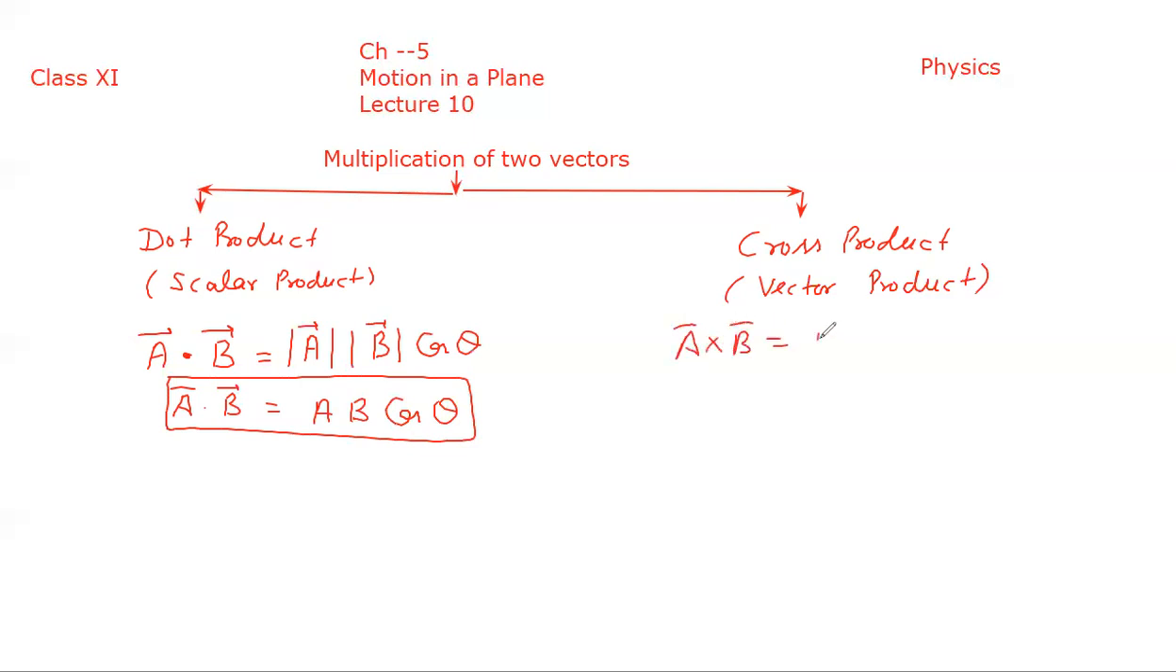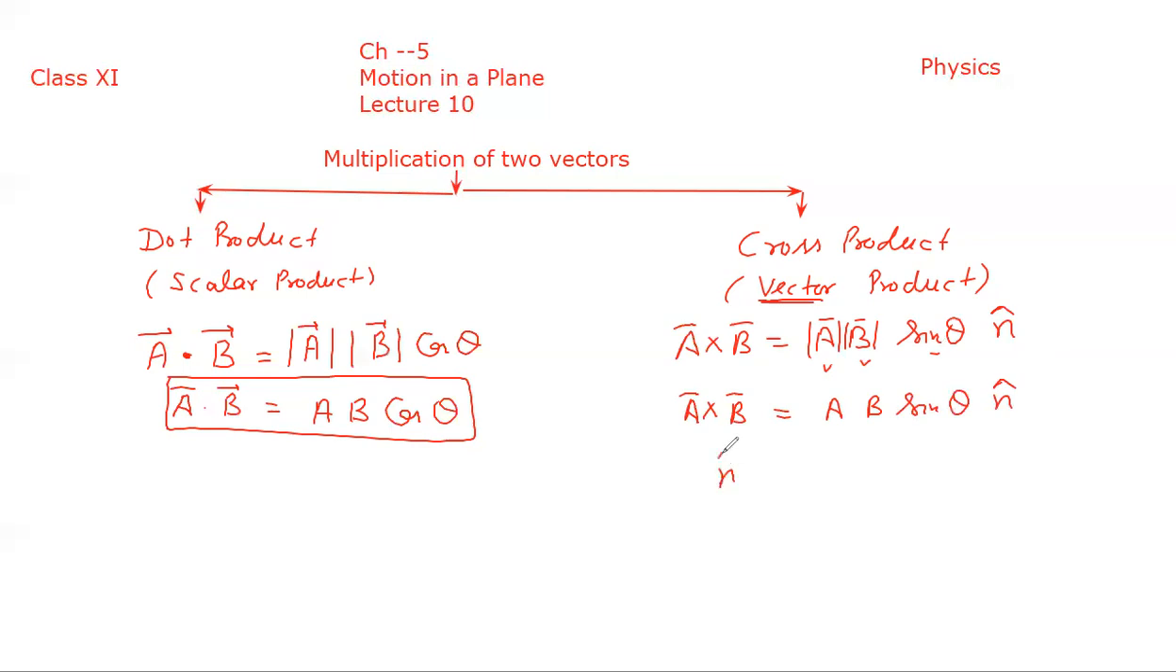A cross b is mod a mod b sin theta into n cap, because it was earlier said that cross product gives a vector quantity. So mod a is a scalar, mod b is also a scalar, and sin theta is also a scalar. So the vector quantity here is represented by n cap. What is n cap? I can tell you. A cross b, we can simply write ab sin theta into n cap.